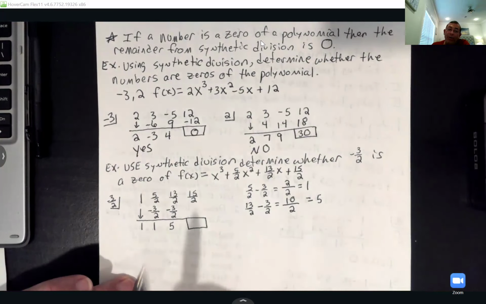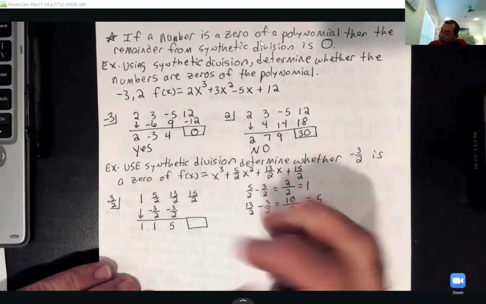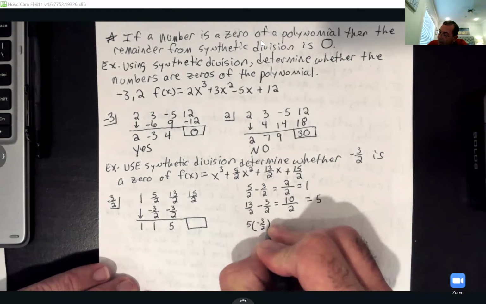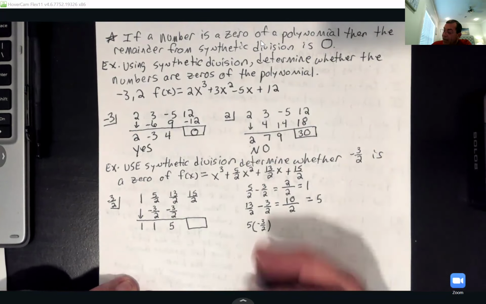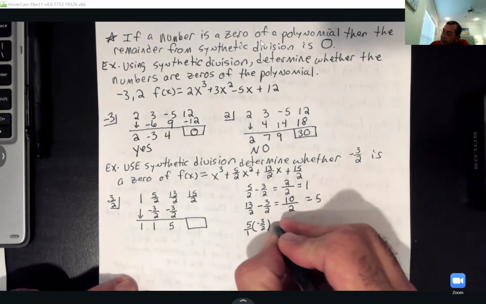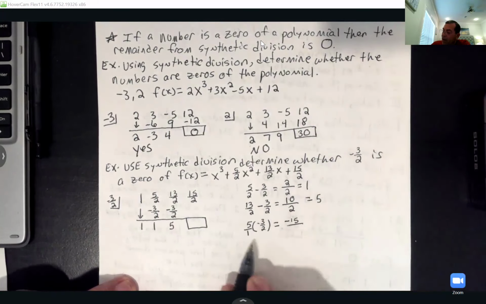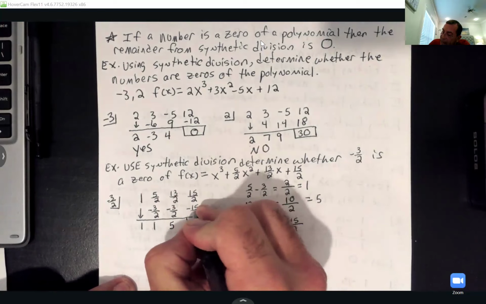So the trickiest part on this is going to be multiplying 5 times negative 3/2 to see what we get here. So I got 5 times a negative 3/2. Now remember, this whole number can be made to look like a fraction by putting a 1 under it. I always do that because remember, fractions multiply straight across. So 5 times negative 3 gives me a negative 15. 1 times 2 gives me a 2.